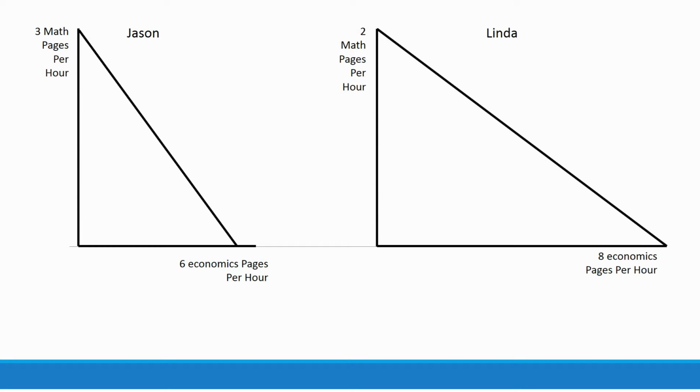So for Jason, he can produce 2 math pages per hour, and that will leave him enough time to make 2 economics pages per hour. So that is here and here. And similarly for Linda. So these are all the choices that are possible. Efficient choices are along the line. Inefficient choices are within the graph, and not possible choices are outside of this PPC curve.